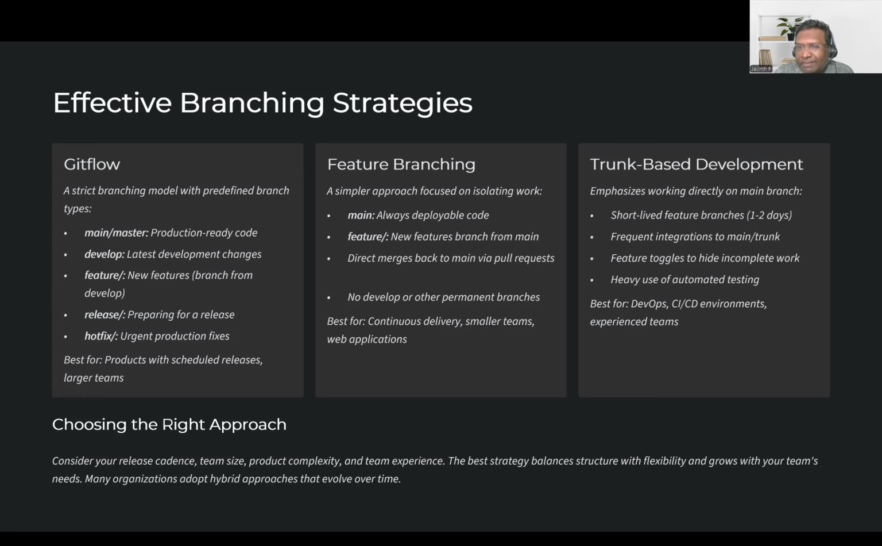Choosing the right approach depends on your release cadence, team size, and product complexity. Larger enterprises with large projects might prefer Gitflow, whereas smaller web teams often succeed with feature branching or trunk-based development. Knowing which model your team uses helps you understand timelines, dependencies, and points of risk during integration. And this connects perfectly to our next topic, making sure every commit, every saved change, is meaningful and traceable.